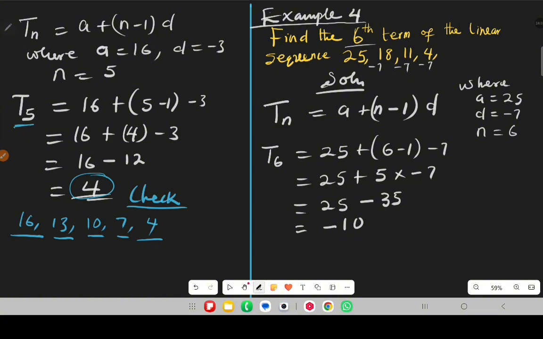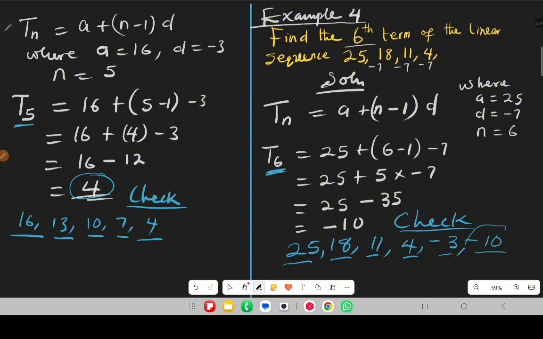Now let's check if our answer is correct. We write check and list all our sequence. The sequence starts from 25 and it decreases by 7. We have 18. The next one is 11. The next one is 4. 4 minus 7 gives us minus 3. Minus 3 minus 7 gives us minus 10. Then if we count, this is the first term, 1, 2, 3, 4, 5, 6. The sixth term, which is given, is equal to minus 10, which is the answer.